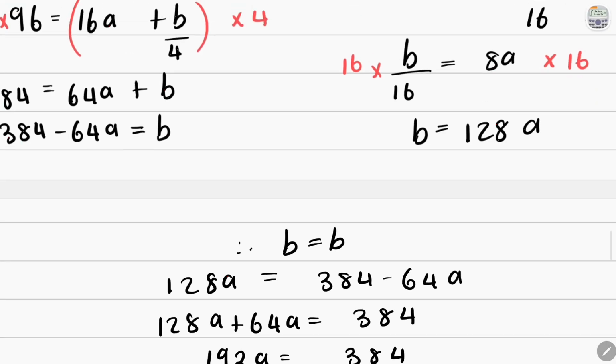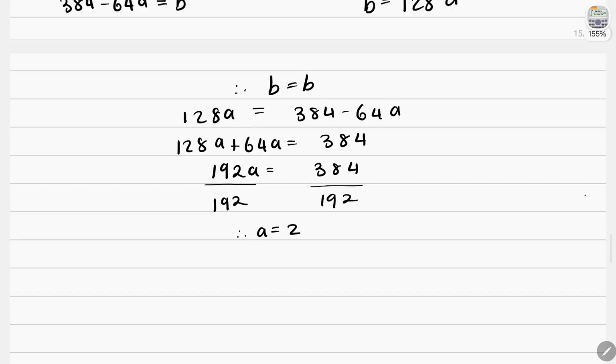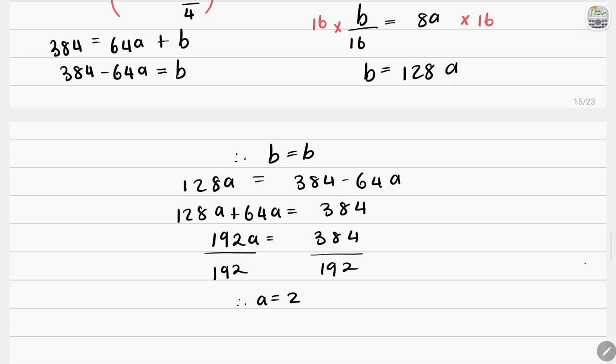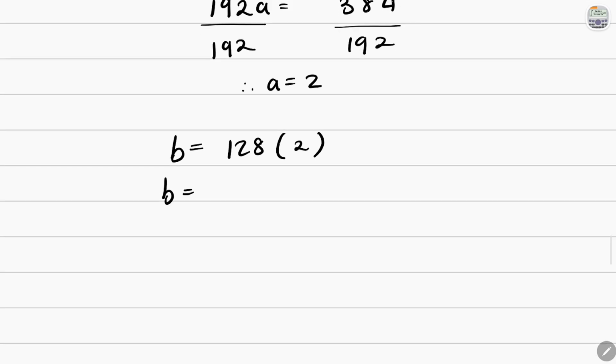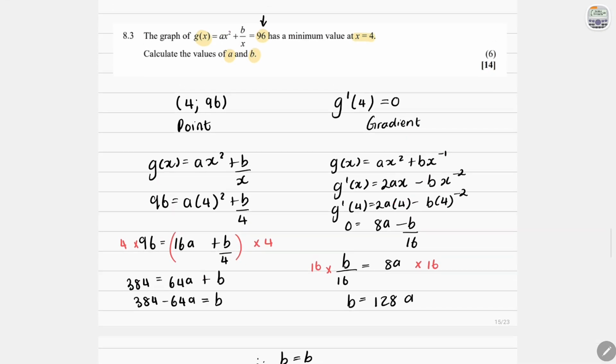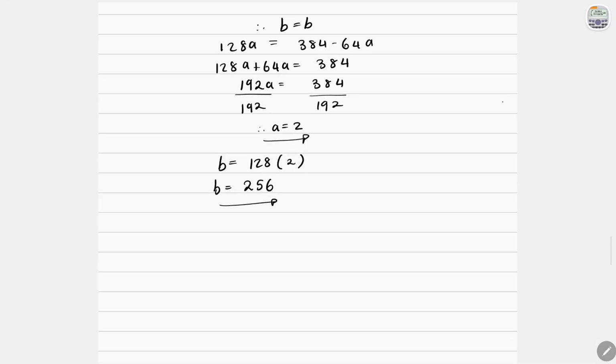And now with this, we can find b. So use the easier equation. You see b is equal to 128a. So we just say b equals 128 multiplied by 2. And so b is equal to 256. And that is the value of a and b, and that is it for question 8.